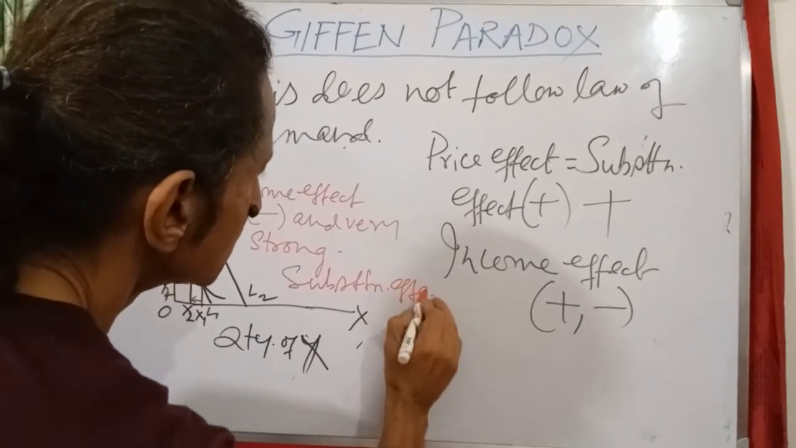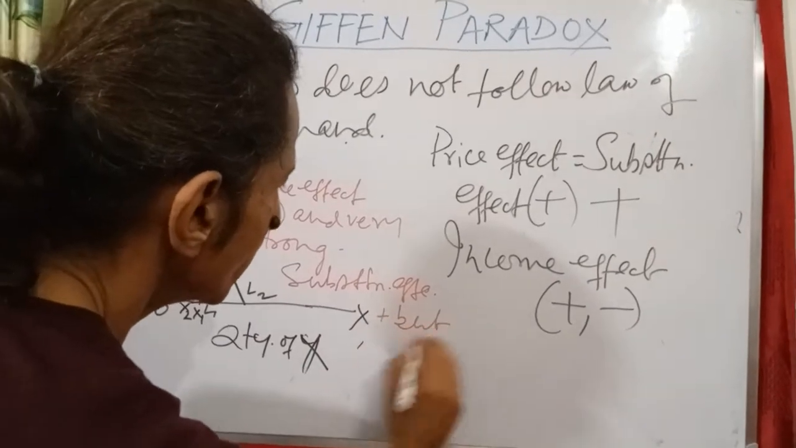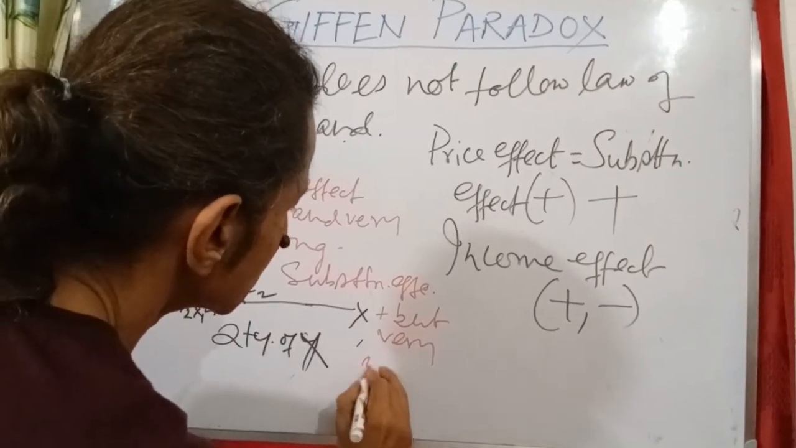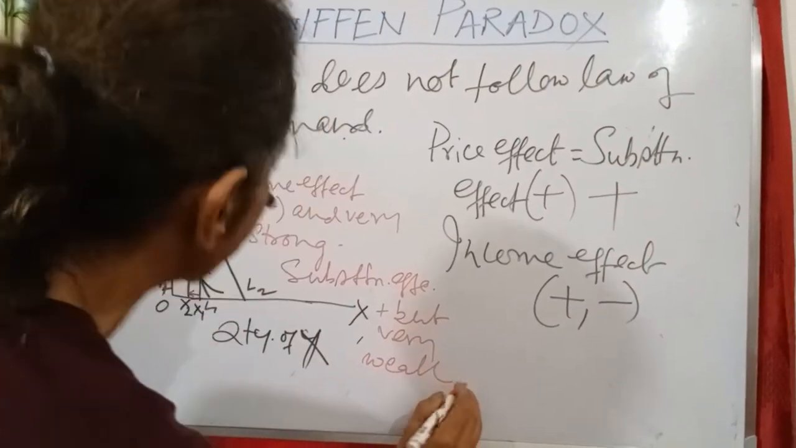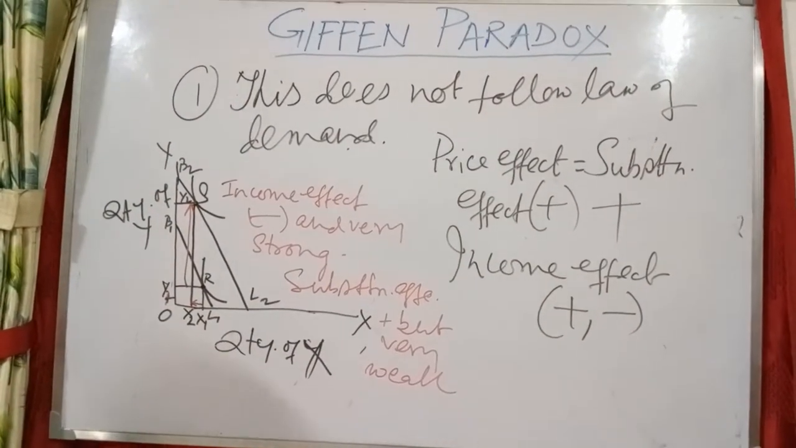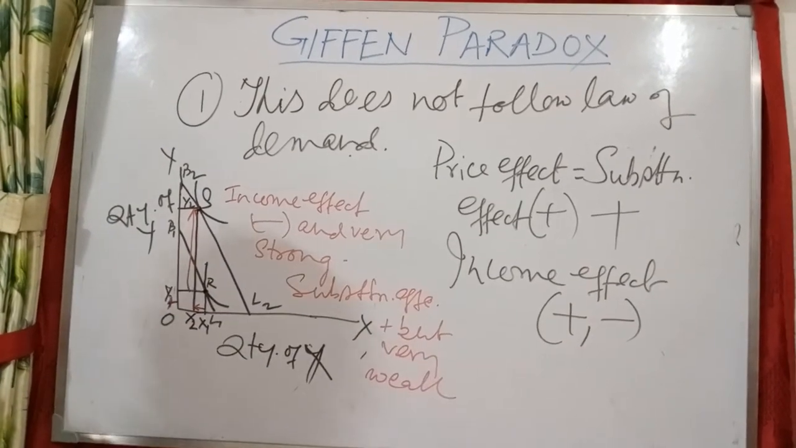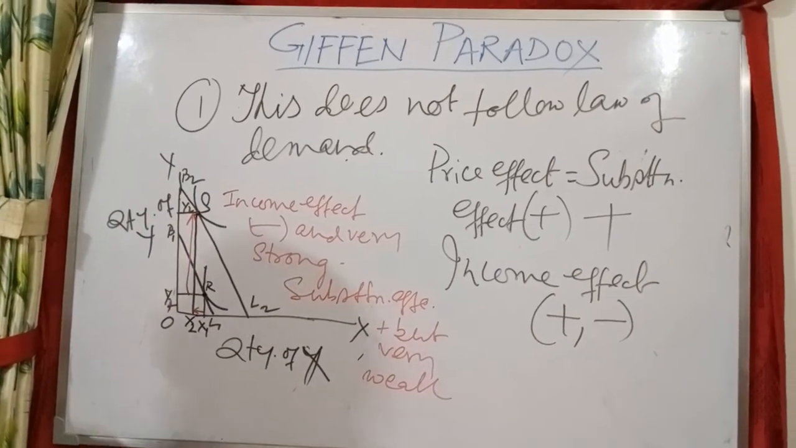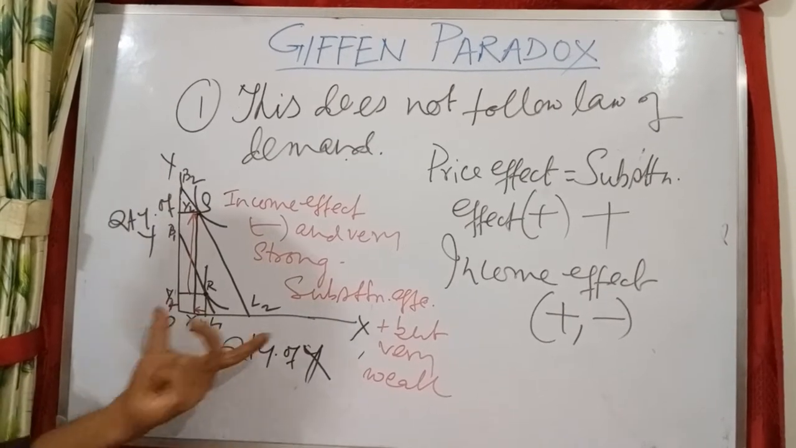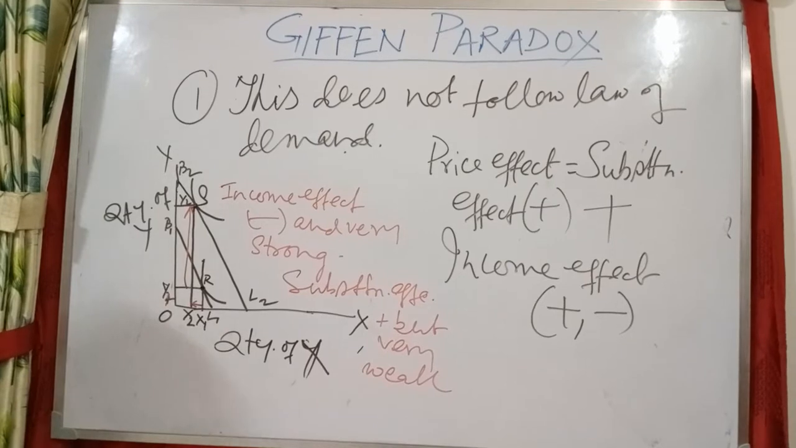Substitution effect is positive but very weak. That is why, as a result of an increase in income, the consumer has decreased the purchase of that commodity, which is the Giffen good. Right?